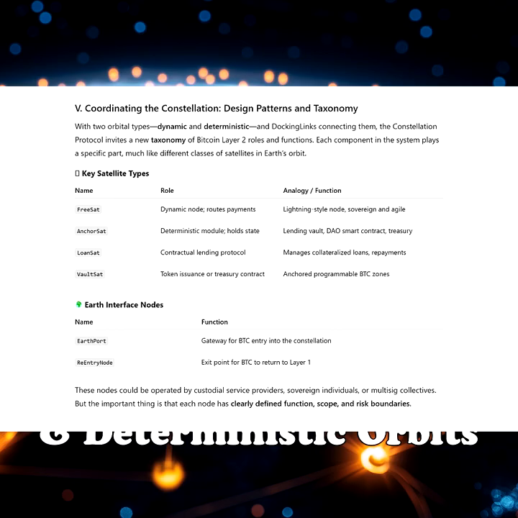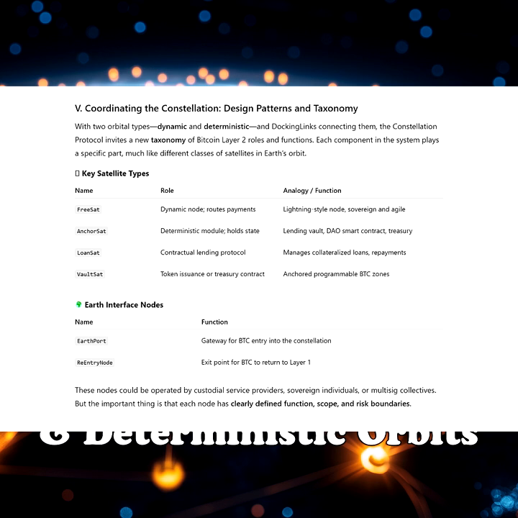4. VaultSats. These are treasury or token modules. Think stablecoin systems, multi-sig treasuries, or programmable escrow systems. They offer deterministic contract logic for assets, often for collective use or governance purposes.